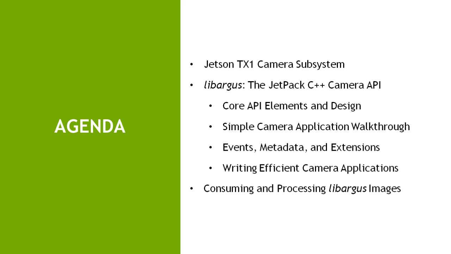The majority of our time will be spent discussing LIBARGUS, NVIDIA's new C++ camera API for Jetson that is included with JetPack. This will begin with an introduction to the core API elements and design that form the foundation of Argus, after which we'll move on to a real example of a simple image capturing application that uses Argus. I'll be using an incremental approach along with diagrams, which should make it easy to follow along. We'll then expand onto the Argus basics to introduce events, metadata, and extensions which add on to the basic functionality of the core API. We'll tie up the Argus portion with a short discussion of performance implications to consider in order to write efficient camera applications to ensure you get every last ounce of performance out of Jetson.